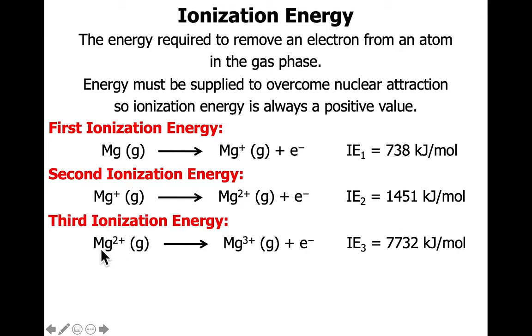And then I could continue to do that. The magnesium 2+ I could strip off to make magnesium 3+ and release another electron. The only real thing that you should get out of this is we have a big jump here. The first took about 700 to remove. The second took about double that, so not too bad. But then removing the third took a huge amount of energy.